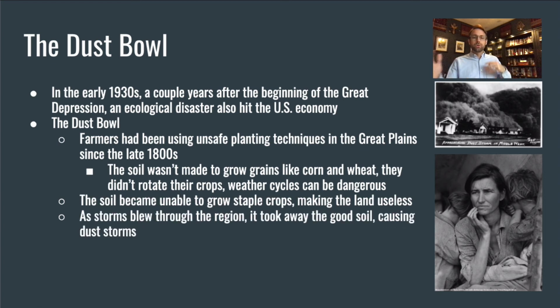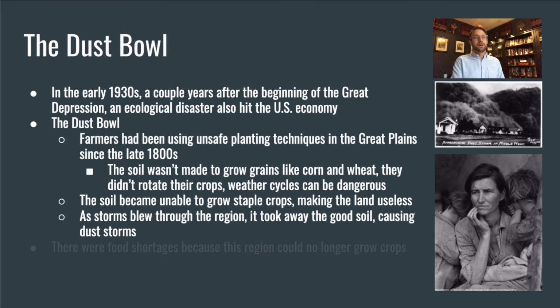Storms would blow through, take away any good soil, and there would be these massive dust storms that would travel across the country. If you look at the picture, you can see this one right here. It says approaching dust storm in the Middle West. One of these dust storms was so big and so bad, it started in the Great Plains, and it made it all the way to Washington, D.C. on the East Coast. And that's when the government finally said, oh, now it is our problem.